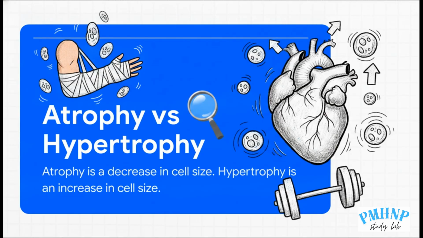Let's hit some rapid-fire definitions here, starting with size. Atrophy is a decrease in cell size. If you put a broken limb in a cast, those skeletal muscle cells shrink from disuse. They literally degrade their own proteins to conserve energy. Now, hypertrophy is the exact opposite. It's an increase in cell size. A classic, heavily tested example of this is left ventricular hypertrophy. When the heart has to pump against chronic high blood pressure, those myocardial cells synthesize way more proteins and physically expand to handle the heavy lifting. Both of these are totally reversible survival tactics, depending on the workload.